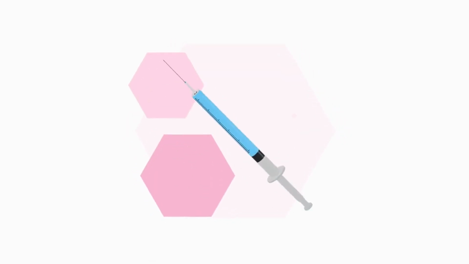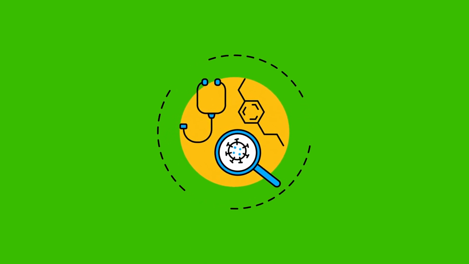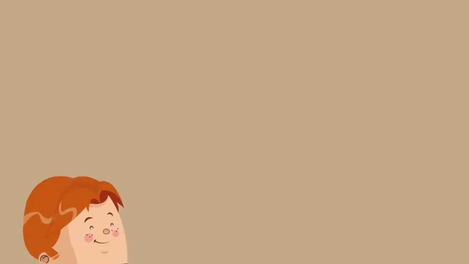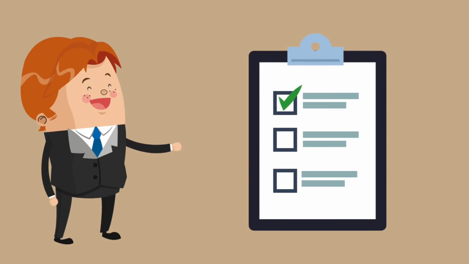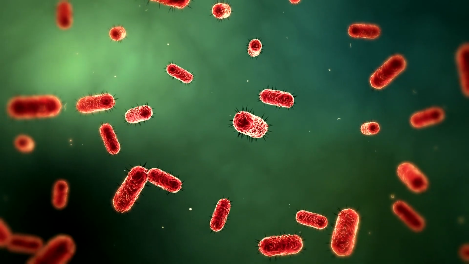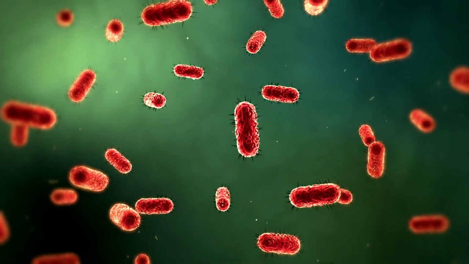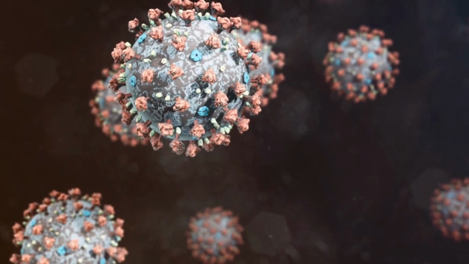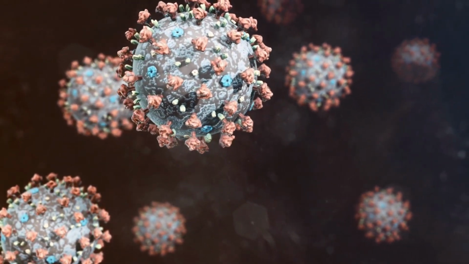Inactivated vaccines. Next, we have inactivated vaccines, which use the killed version of the germ that causes the disease. These vaccines are more stable and safer than live vaccines, making them a good choice for people with weakened immune systems. Common examples include the flu shot, the polio vaccine, and the hepatitis A vaccine. However, they might require several doses over time to achieve or maintain immunity.